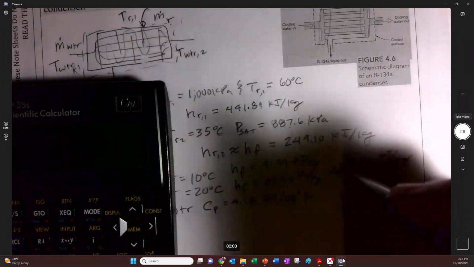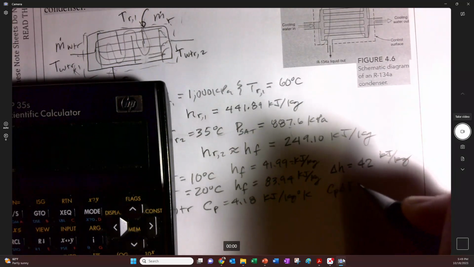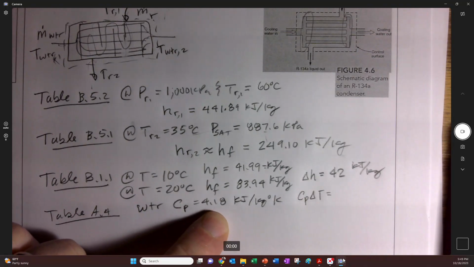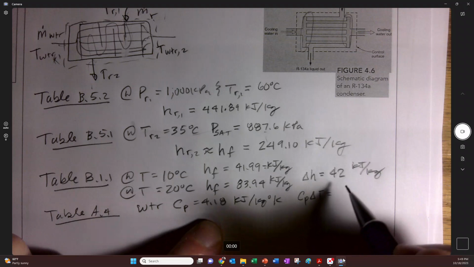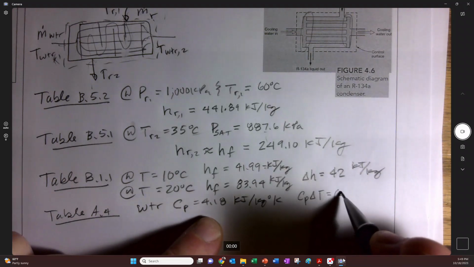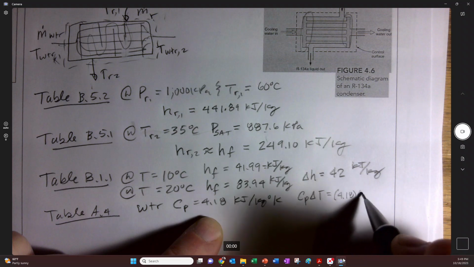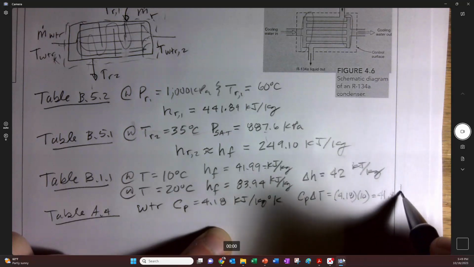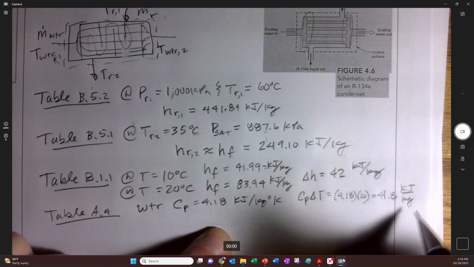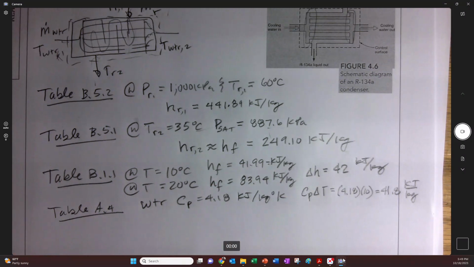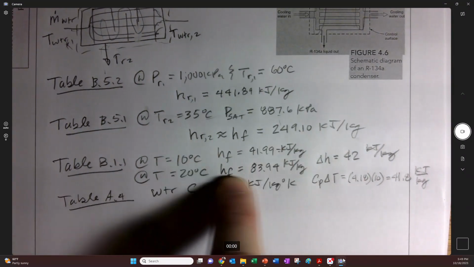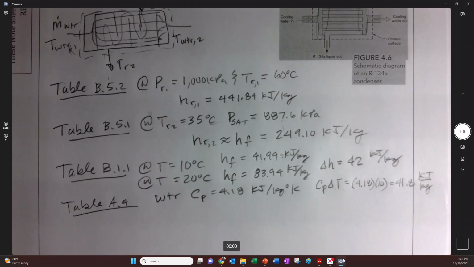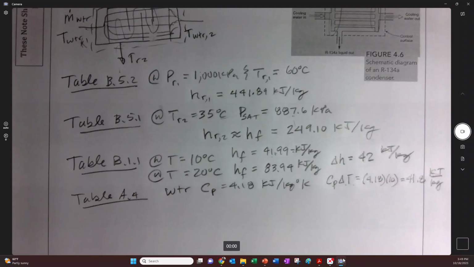But check out what if you go Cp delta T? Well, the 4.18 times 10, right? 4.18 times delta T. Guess what? You get 41.8. That's not that much different. Kilojoules per kilogram. So we could have used either one of those, either looked this up for the fluid or just take Cp delta T for the water. And that's a pretty good bet most of the time to go ahead and do.